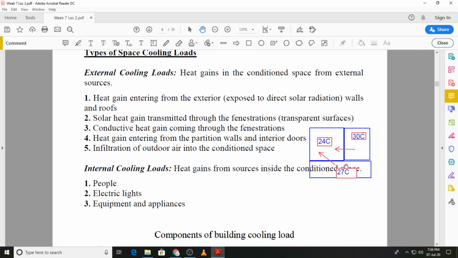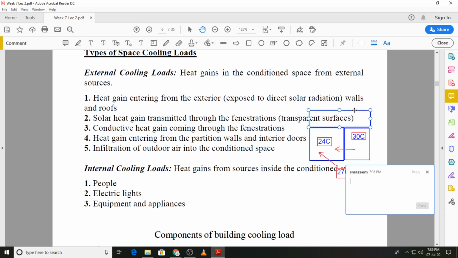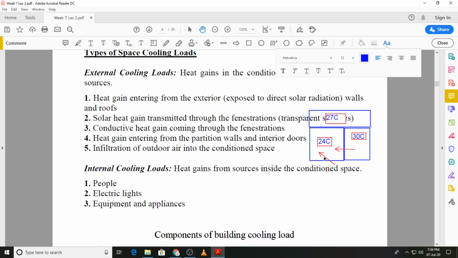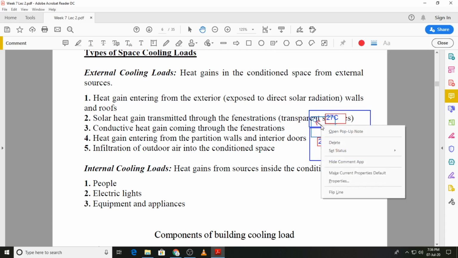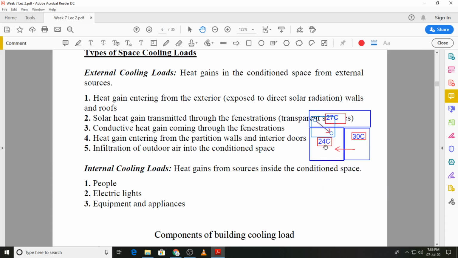And if this room was not exposed to direct solar radiation over here, but there was another room at the top, and the room at the top, let's say, was not conditioned, then what would happen is that there will be heat transfer through the ceiling of the conditioned space. So then the ceiling would become a partition.